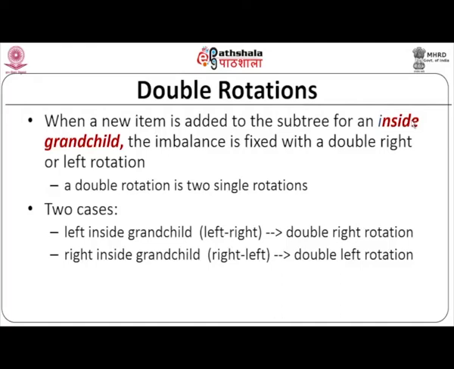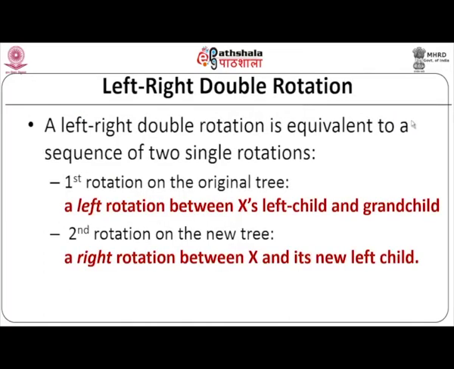Now, we are talking about double rotation. When a new item is added to the subtree of an inside grandchild, I will tell you what that is. The imbalance is fixed with a double right or left rotation. A double rotation is nothing but 2 single rotations. So, there are 2 cases here: left inside grandchild, left right double rotation, right inside grandchild, right left double rotation. Okay. So, a left right double rotation is equivalent to a sequence of 2 single rotations.